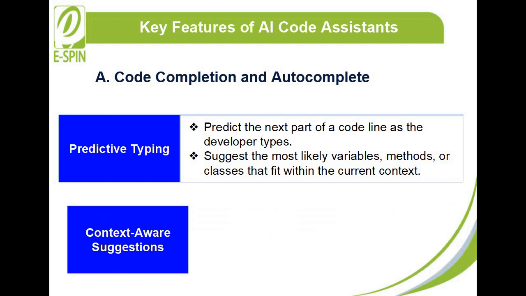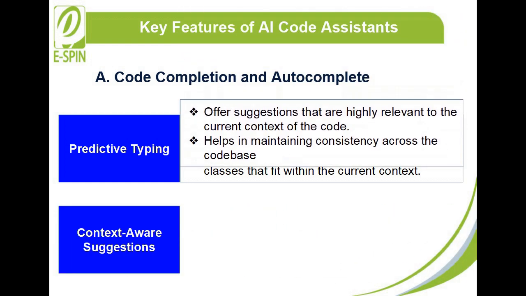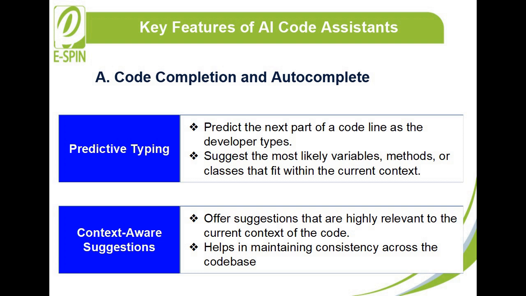Context-aware suggestions. AI code assistants offer suggestions that are highly relevant to the current context of the code. They understand the variables, functions, and libraries that are in use, and their suggestions are tailored accordingly. For example, if a developer is working within a specific framework, the assistant might suggest functions or methods that are commonly used in that framework. This contextual awareness helps in maintaining consistency across the codebase and ensures that the code adheres to best practices.